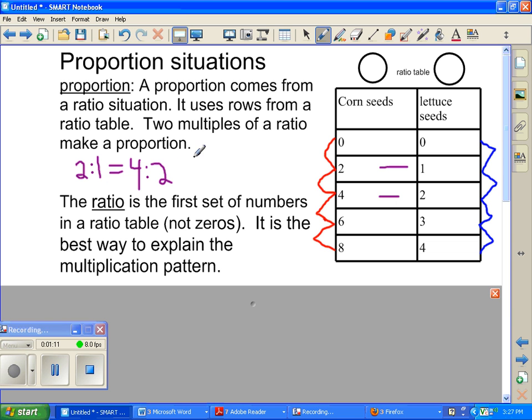We need to make sure we put them in the same order, as in with this one, corn seeds go first, 2, then 4, then lettuce seeds, 1, then 2. So we need to make sure big number, small number, big number, small number. Other times it can be small number to big number, small number to big number. They need to be the same on both sides of the equal sign.